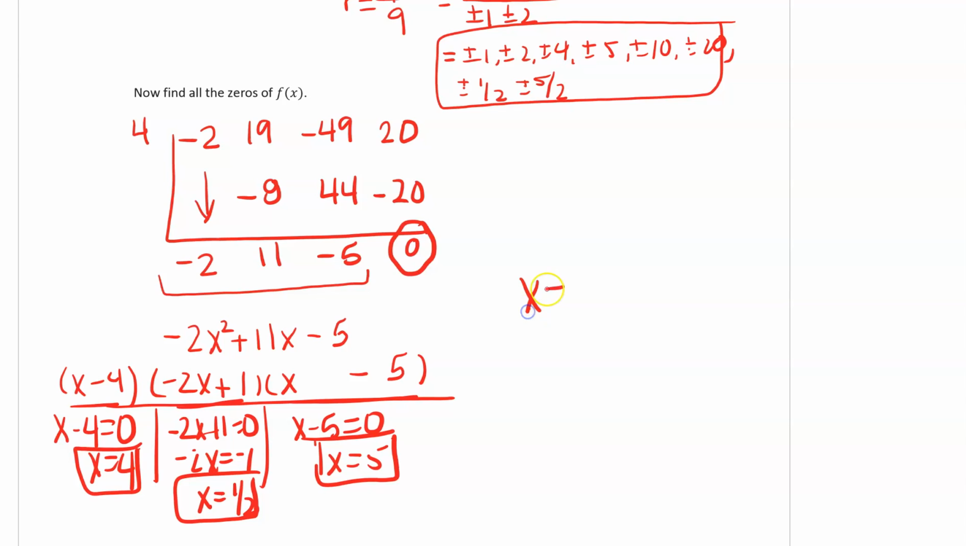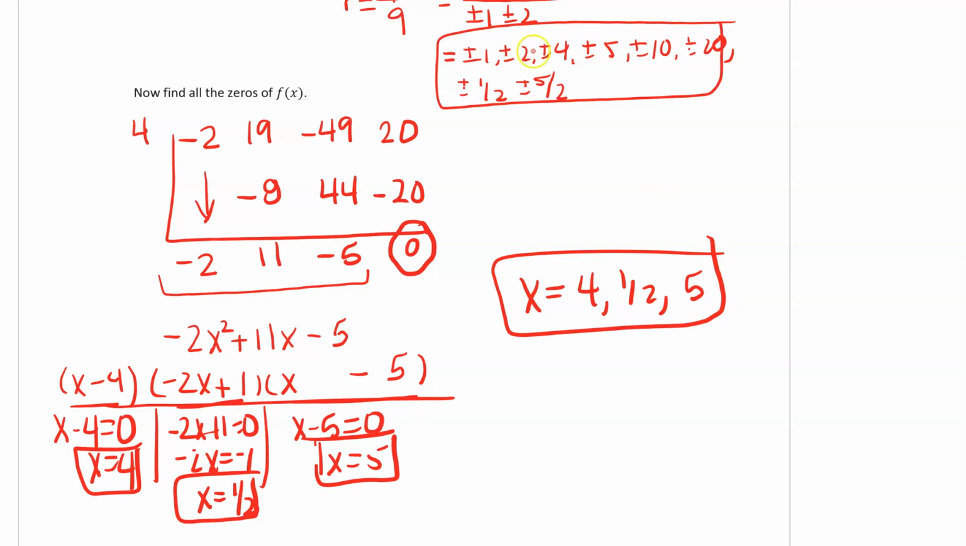And so what are the zeros of this function? 4, 1/2, and 5. And you can see I have 4, 1/2, and 5. So any of those three options would have got me going with figuring out what the zeros of this function are. So I hope this helps as you're looking through 3.5.